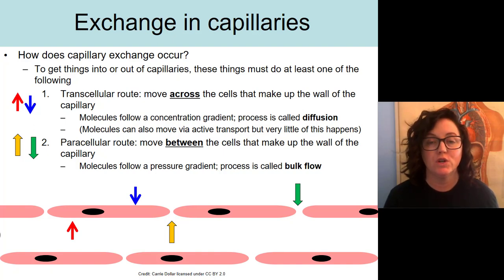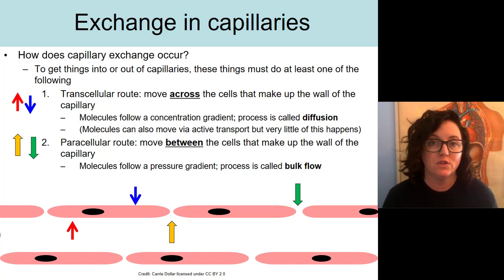We're going to take a closer look at the process of exchange in capillaries. We're going to use the continuous capillary as our example because this is the most common type of capillary. And the reason why we're doing exchange, don't forget, is because the job of a capillary is to provide things like oxygen, nutrients, and water to the cells and tissues of the body.